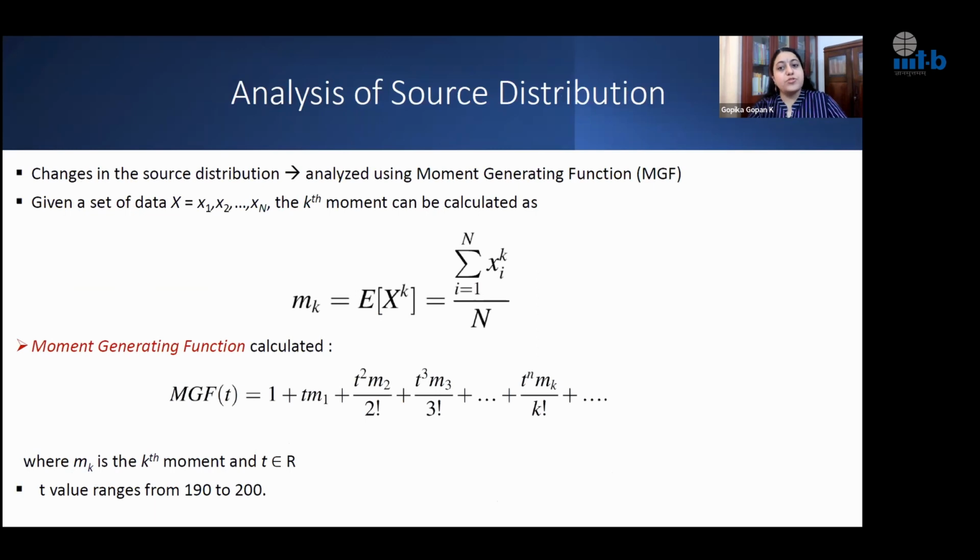Now, for the source distribution analysis, we have utilized the moment generating function as a feature. So this moment generating function is calculated using the equation shown over here, where each of the M_k are the corresponding kth moment calculated as shown in the equation. Now, the t is a value in the real space. Over here, we have taken it as ranging from 190 to 200.